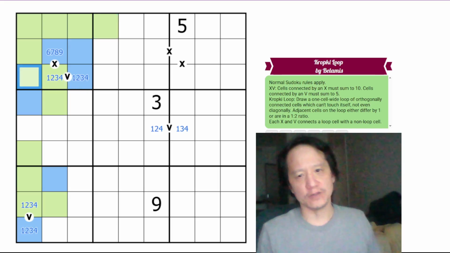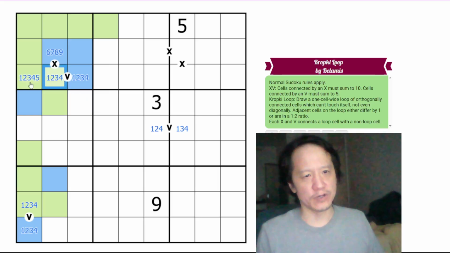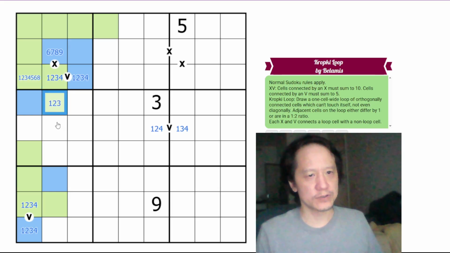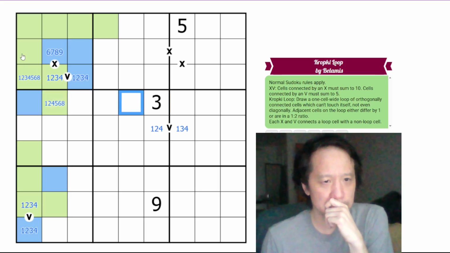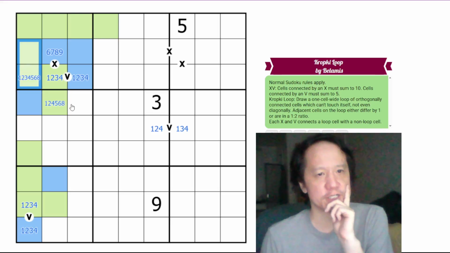This is either consecutive with it, 1, 2, 3, 4, 5, or it's double it. 2, 4, 6, and 8. Same here. 1, 2, 3, 4, 5, 6, and 8. No 3 because of the 3 in the row. This we don't know as much information.